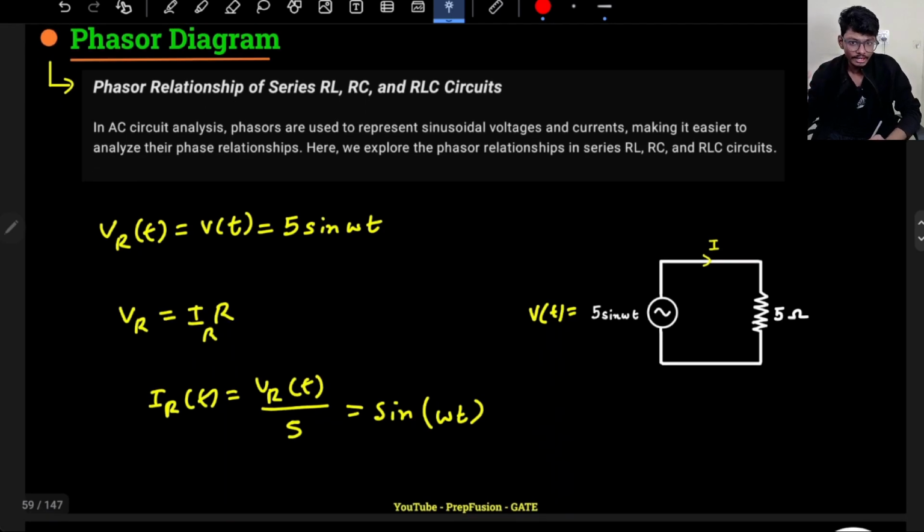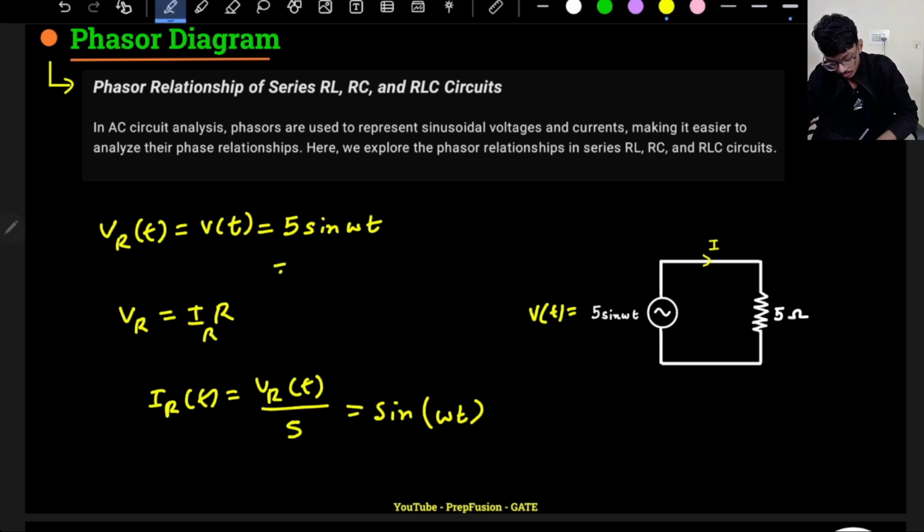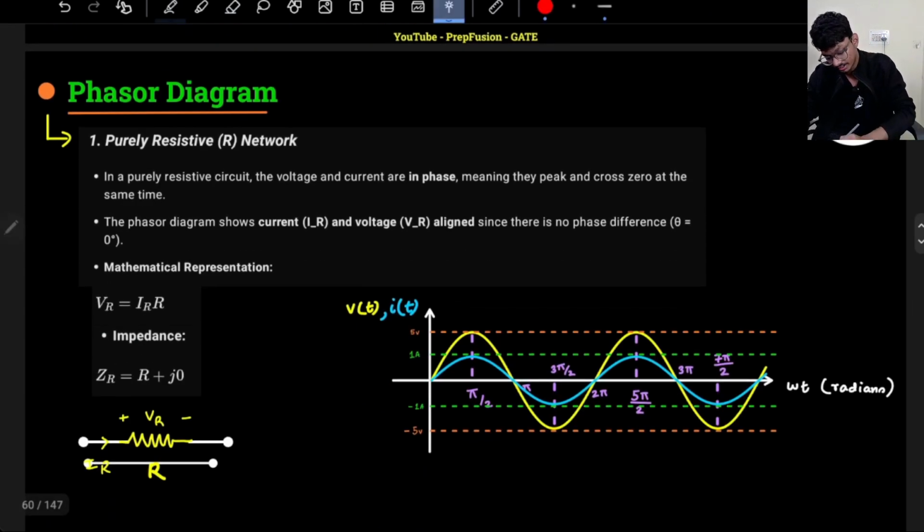So here what I observed is, what is the phase difference between these two quantities? This has a phase difference of 0, this also has a phase difference of 0. So there is no phase difference. If I assume my sine omega t to be reference, this will be 5 angle 0, this also will be 5 angle 0. Not 5, sorry, only 1 angle 0. So basically for a resistive network there is no phase difference. That is what I have written over here.